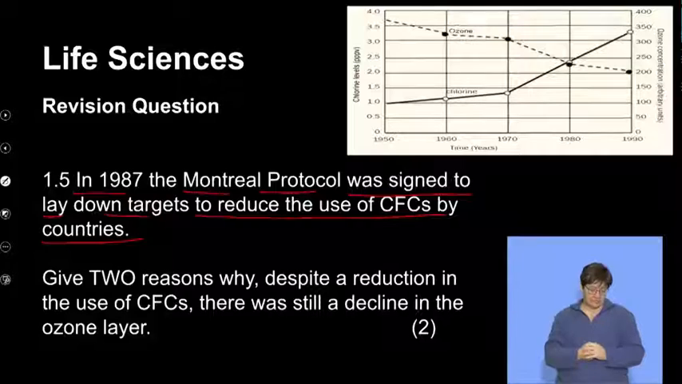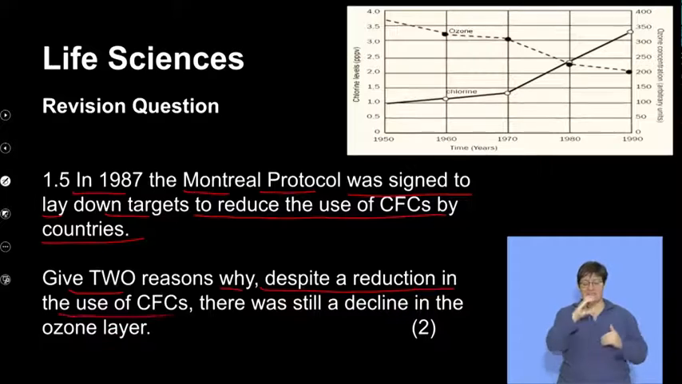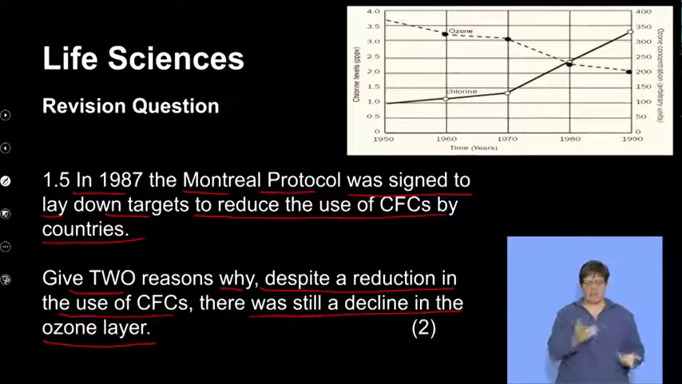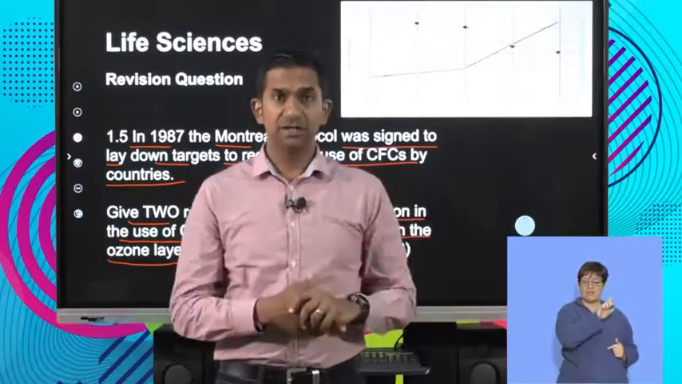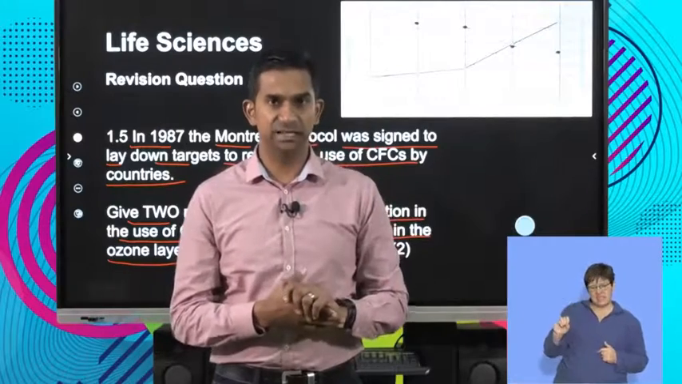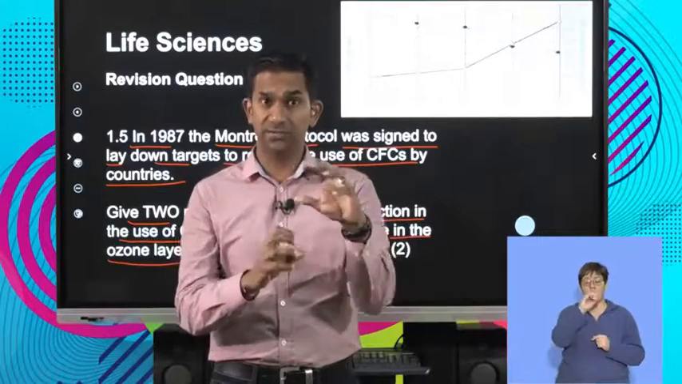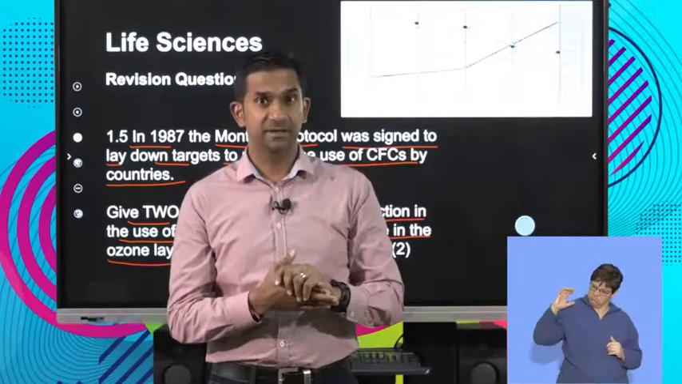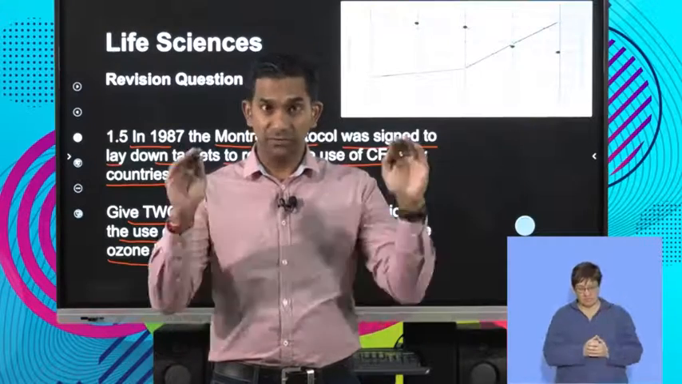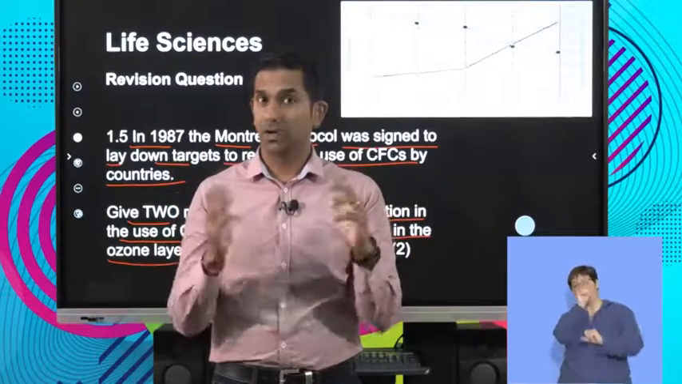However, well, let's see. Give two reasons why, despite a reduction in the use of CFCs, there was still a decline in the ozone layer. So guys, back in the 1970s and 80s, there was a serious concern around how extensive the damage to the ozone layer was. And what was noticed is that there were holes developing in the ozone layer, and the size of the ozone hole started to increase. And there was more harsher radiation coming in from the sun. And so the idea behind that was if we reduce the global emissions of CFCs, we would eventually be able to reduce the impact that it was having on the ozone layer.